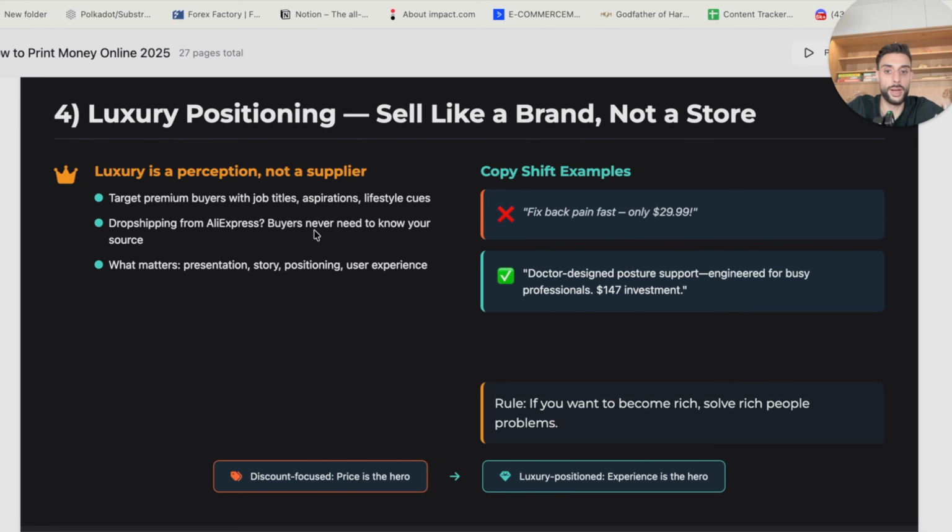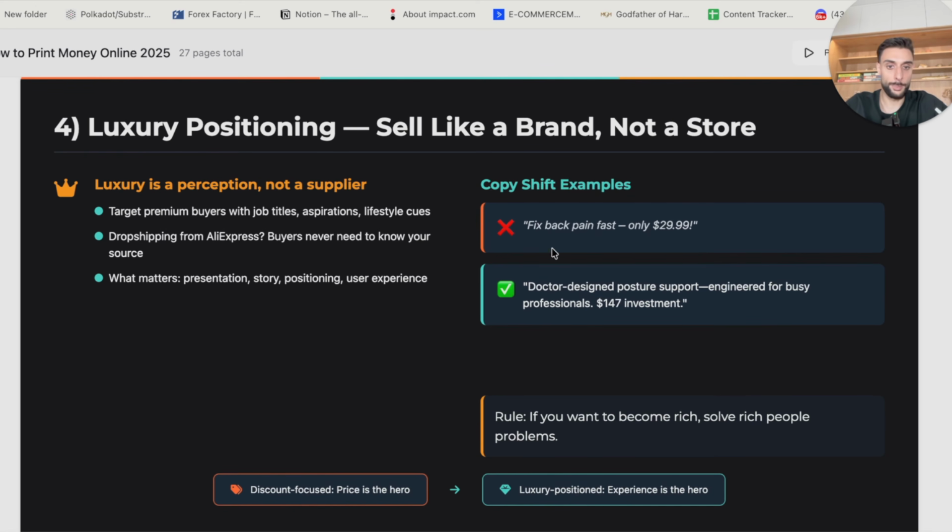Dropshipping from AliExpress, buyers never need to know your source. They just want to know what it is and how it can fit into their life. What matters the most is presentation, storytelling, positioning, and user experience. This is the copy shift example. Fix back pain fast, only $29.99.